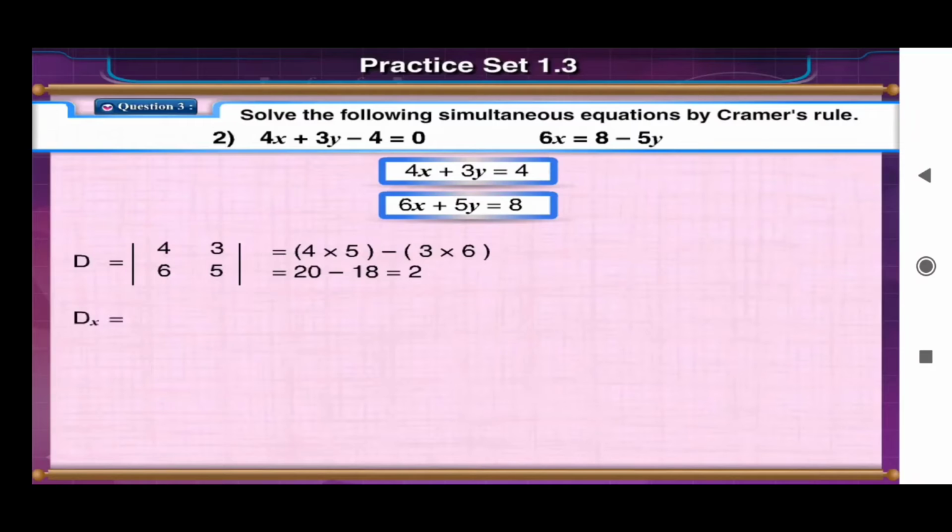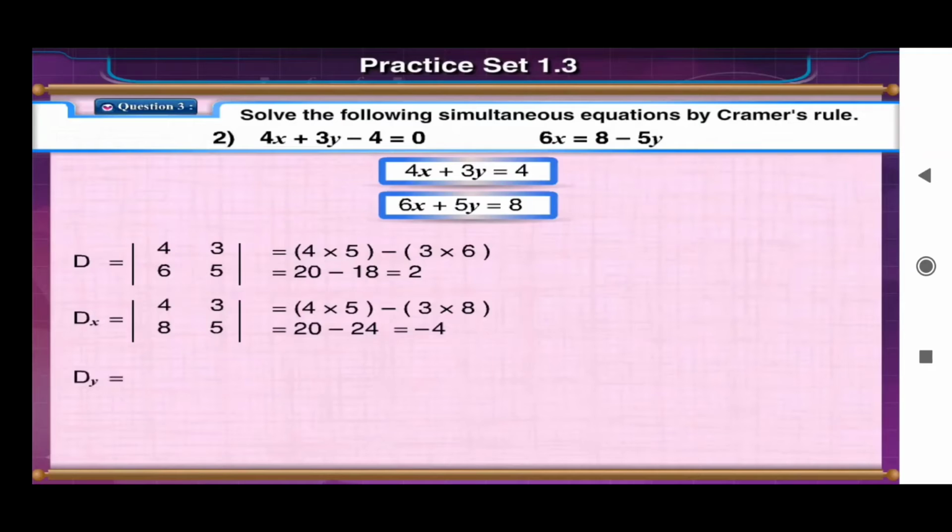Dx is equal to determinant of 4, 3, 8, 5, which is equal to 4 into 5 minus 3 into 8, that is equal to 20 minus 24, which is equal to minus 4. Dy is equal to determinant of 4, 4, 6, 8, that is equal to 4 into 8 minus 4 into 6, which is equal to 32 minus 24.